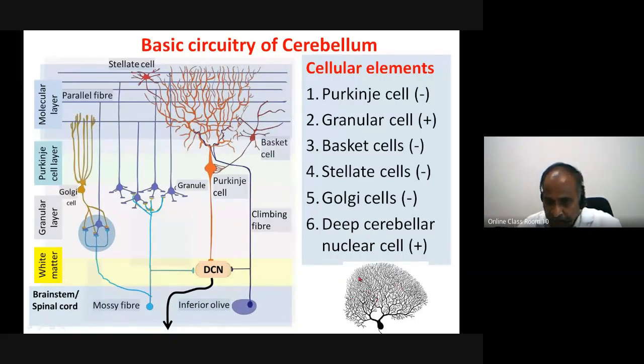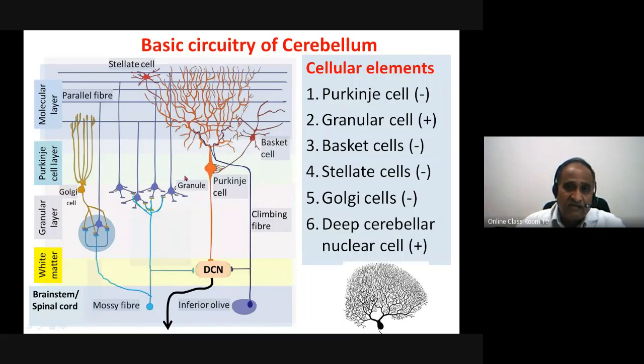Here at the bottom, I have shown a typical Purkinje cell. It's a real picture of silver staining, and you can see how intricate these dendritic arborizations are. This is the cell body of the Purkinje cell, these are the dendritic arborizations, and this is the axon, which is reaching to the deep cerebellar nucleus. This is the Purkinje cell layer. These are granular cells. They are very abundant cells of the cerebellar cortex.